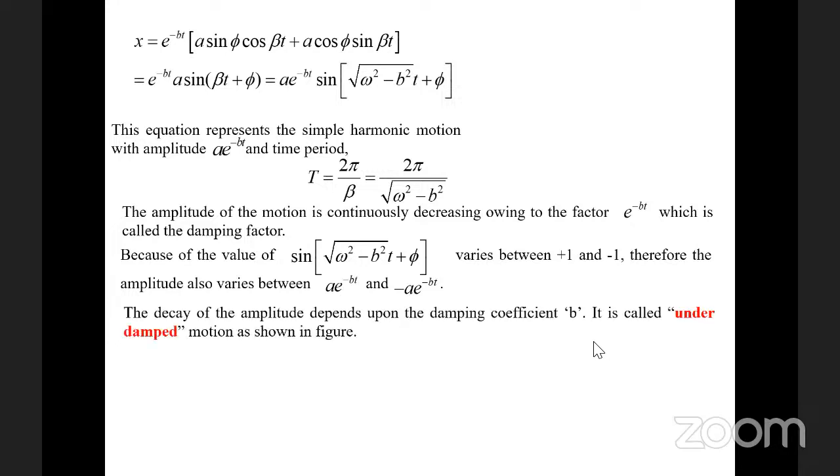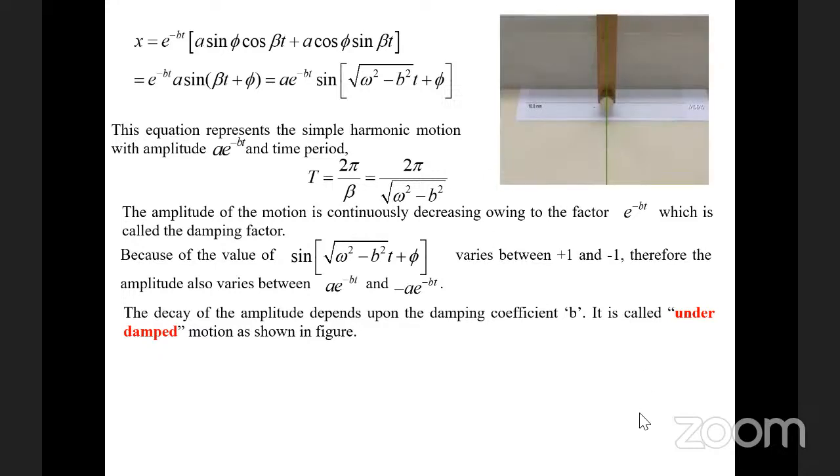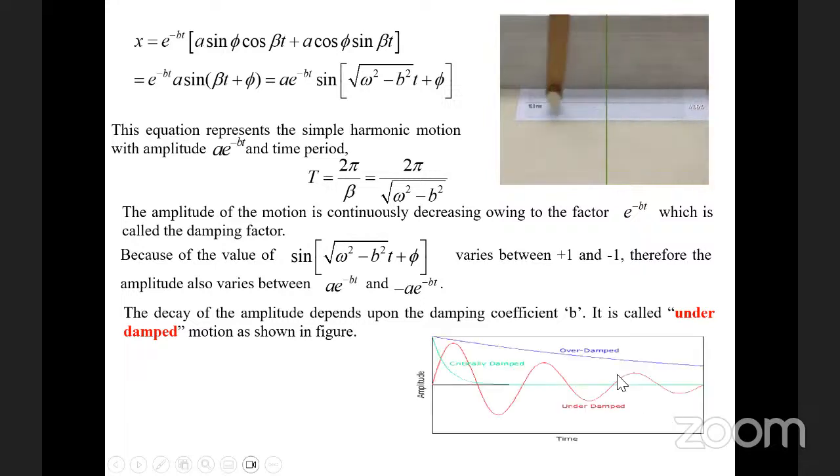So the decay, meaning the decreasing of the amplitude, depends upon the damping coefficient, and this is called underdamped motion. This one: in underdamped motion, the amplitude gradually decreases with respect to time. This is the condition. Okay.